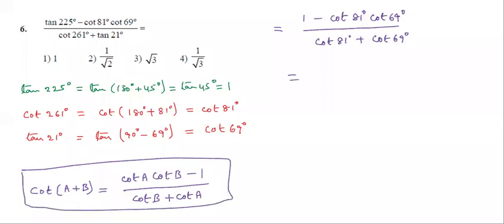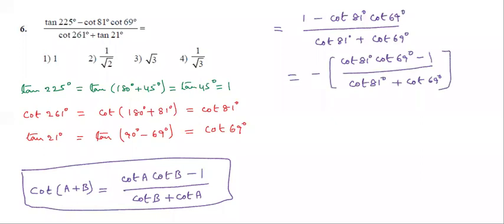But see the question, take minus common in the numerator, minus of the remaining part, we get like this. Now cot 81 cot 69 minus 1 divided by cot 81 plus cot 69. Students, did you understand? In the numerator, I have just taken minus common. After taking the minus common, it converts into the form of cot A plus B. Here cot A means 81 degrees, B means 69 degrees. 81 plus 69, how much, students?